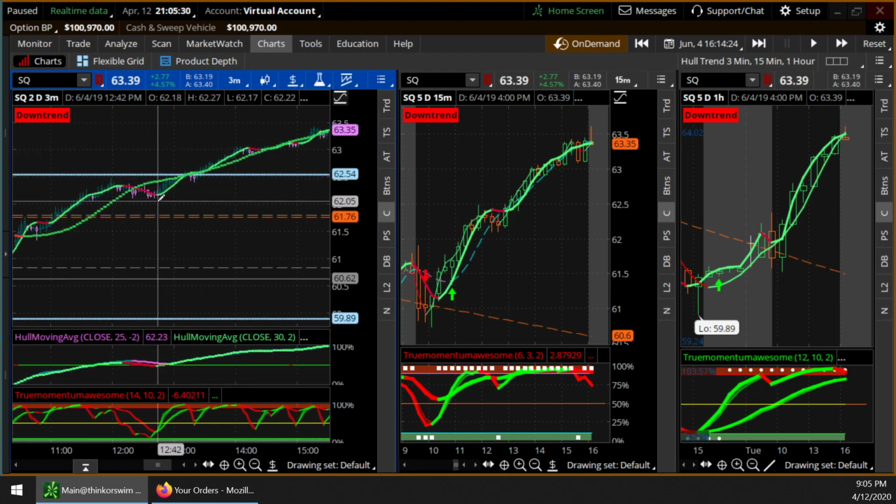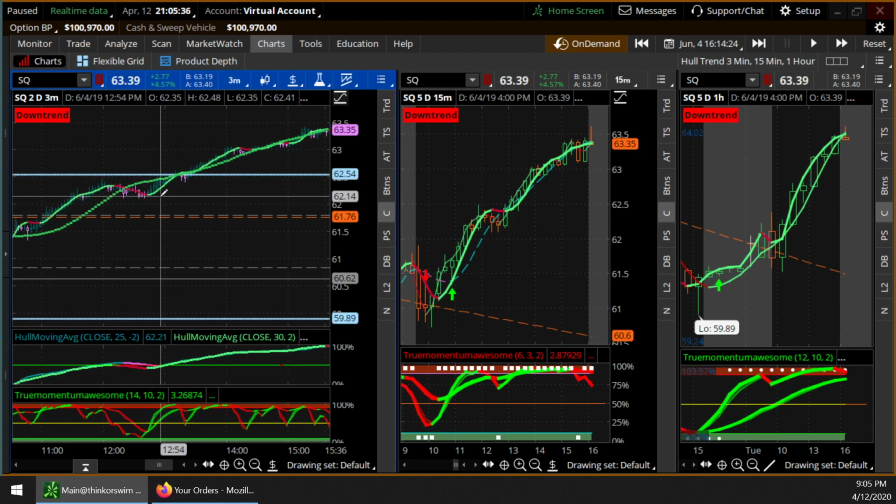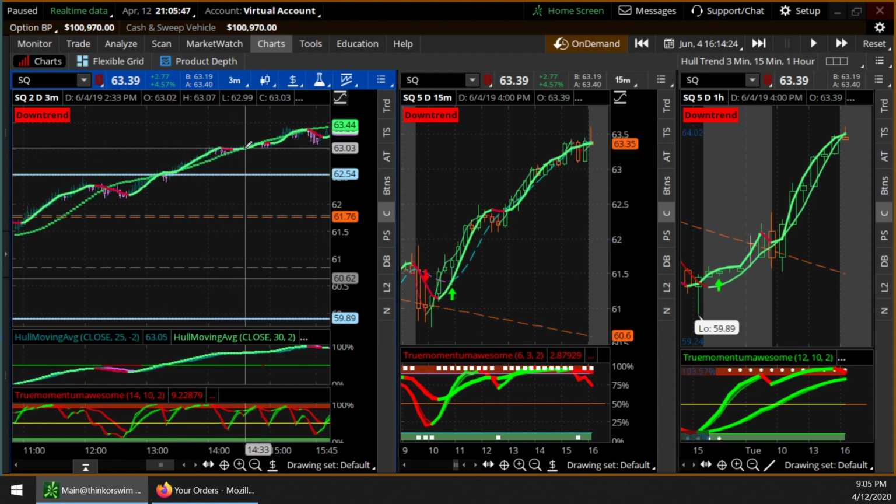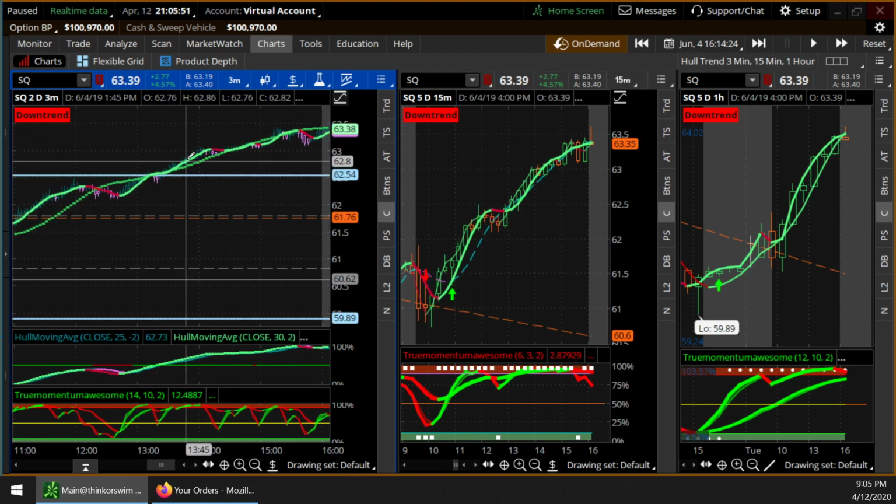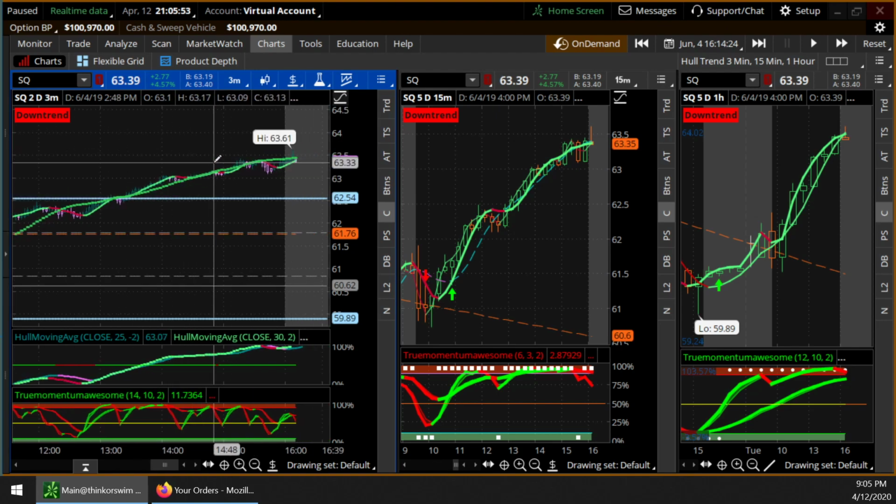But here, I wouldn't have entered on something like this because, again, you're below that hull. You don't know exactly what's going to happen. But once you break up through that hull, you can see your 17 is still green. You could get in there and you could get out as soon as it started to go red again. Or if you felt comfortable saying, hey, the 15 minute is still trending up, the 90 still green here, you can stay in your position and keep riding it up.